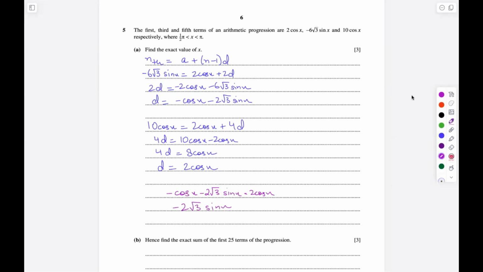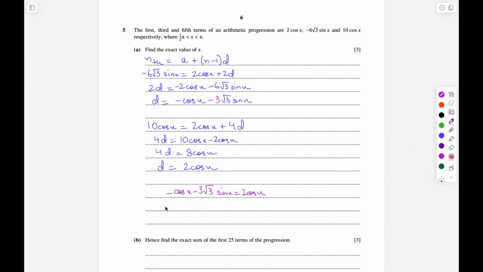And so 6 divided by 2 in this case, there's a small mistake. So this would have been a 3 up here, as 6 divided by 2 is 3, so this would have been minus 3 root 3. So writing 3 over here, this will be minus cos x minus 3 root 3 sin x will be equal to 2 cos x.